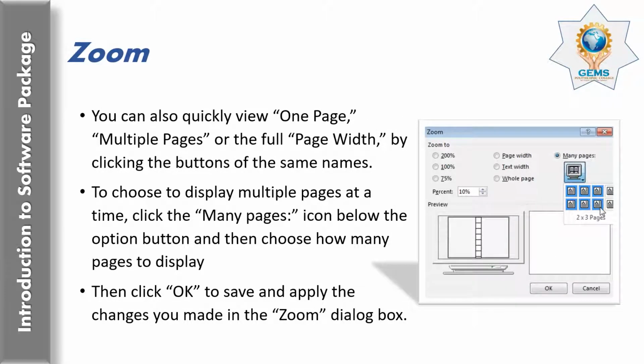If you want to quickly view one page, multiple pages, or the full page, click the buttons of the same names. To display multiple pages at a time, click Many Pages. There is a many pages icon in the zoom option. You can select how many pages you want to view, then click OK to save and apply the changes you made in the Zoom dialog box.